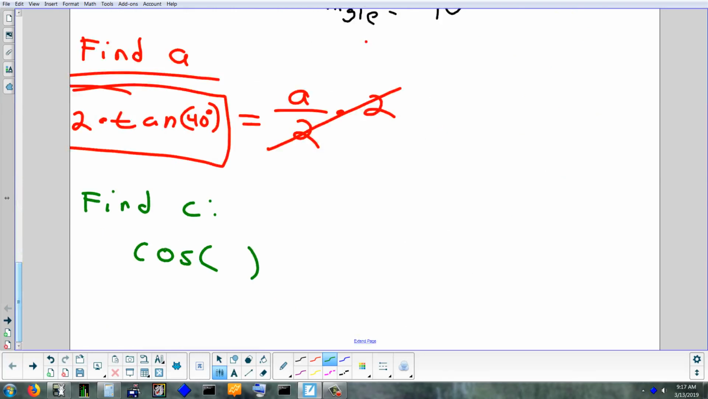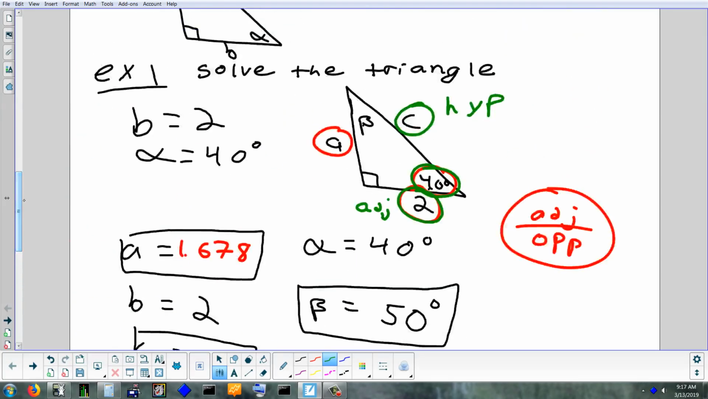Cosine, and what's going to go in the parentheses? 40. You always put your angle, and remember that does not mean multiplication at all. It's just the thing you're going to take the cosine of in a minute. Equals adjacent over hypotenuse. 2 over C.